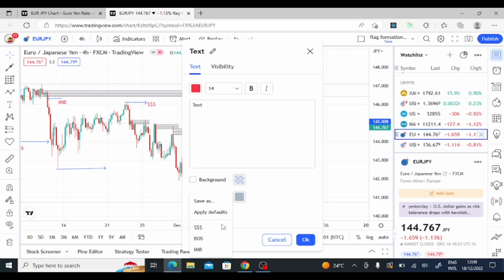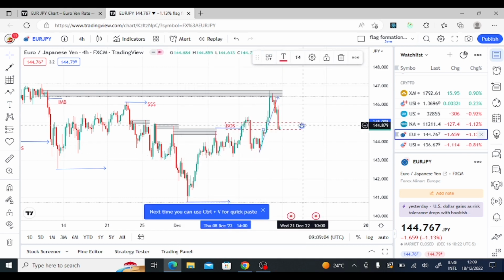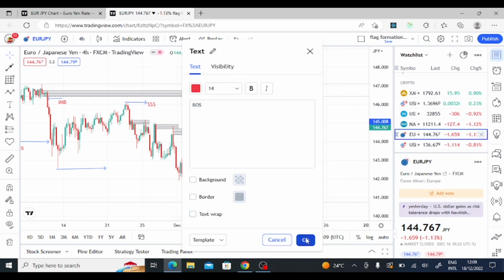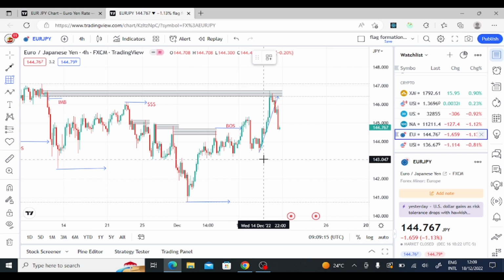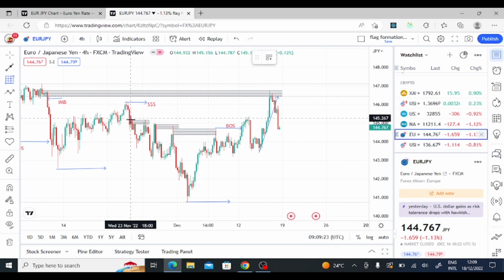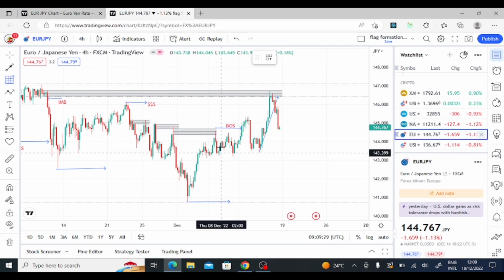Now what happens when this happens is, let me just move this. Yeah. So when that happens, now ask yourself, where is that demand that broke this structure? Because we were making lower lows, and we were expecting price to come down to this region, but price failed to come down to this region, and instead it broke that supply. So you ask yourself, where do we find the demand that broke this structure?